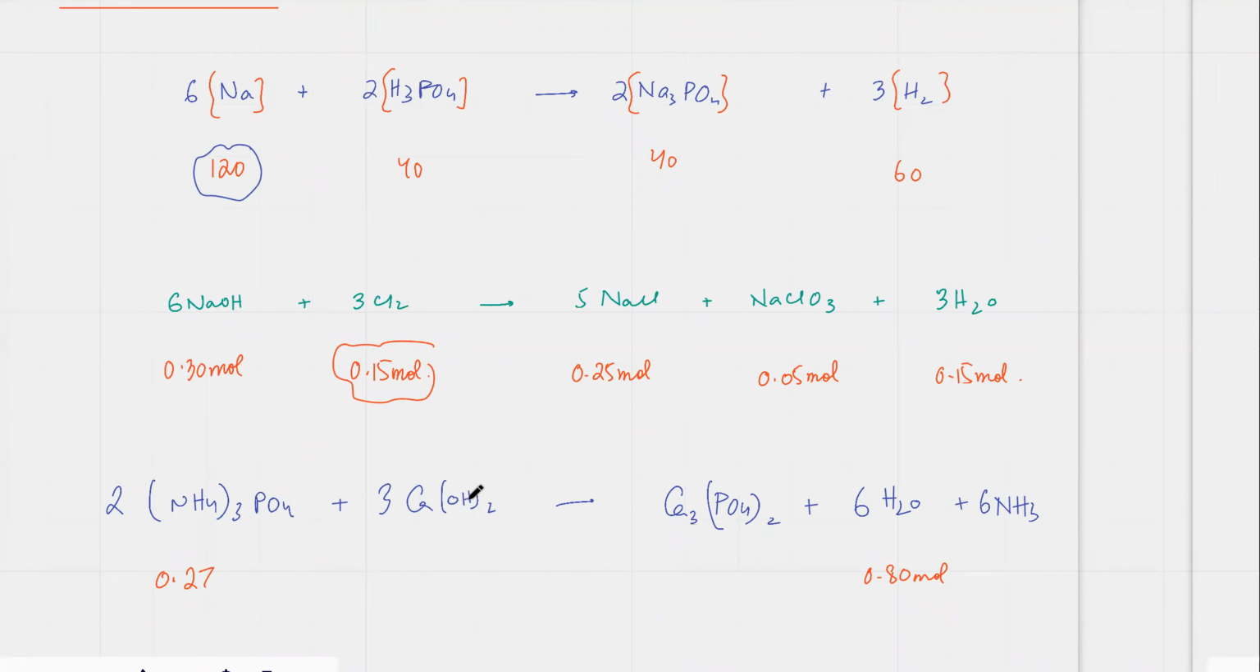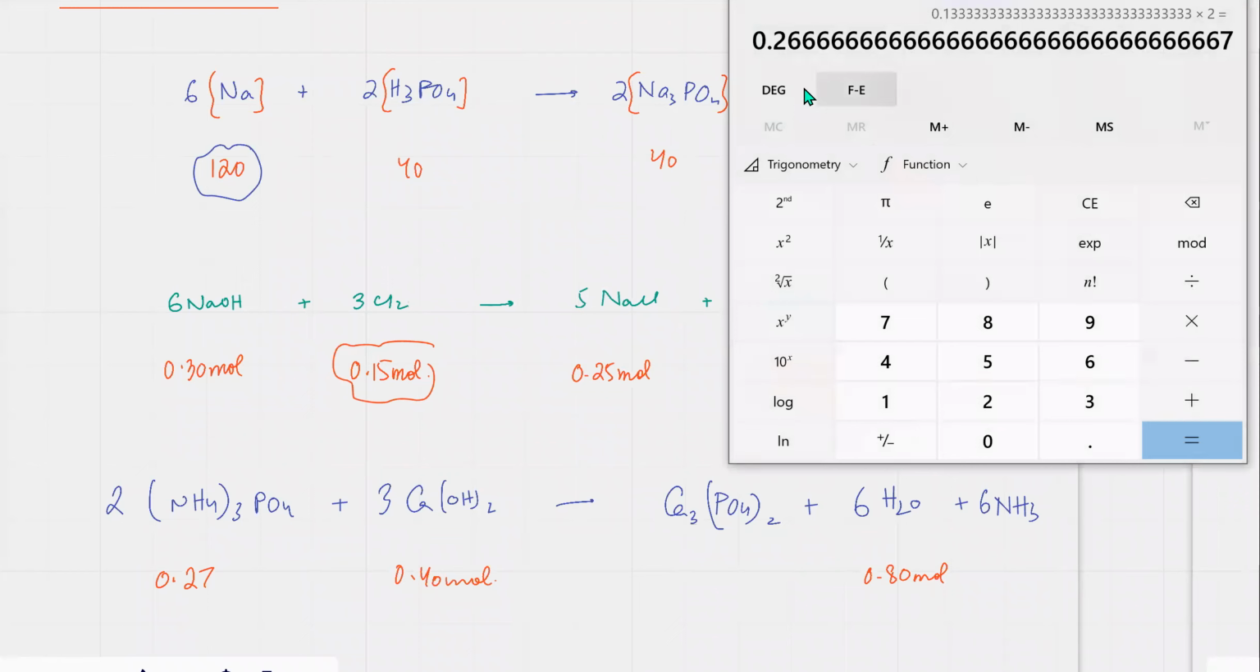Then what about calcium hydroxide? What do you get for that? 0.4. Okay, so it's going to be 0.4. So it's going to be 0.8 divided by 6 into 3, right? If you had used this one, this is what I'm saying, that in your further calculations, you're not going to use 0.27. Keep the values as accurate as possible on the calculator.